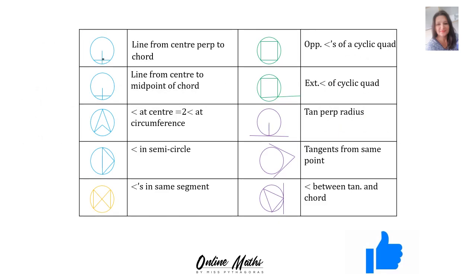And now your cheat sheet is complete. Here you can see this is tangent perpendicular radius. The next one, tangents from same point are equal, and then the tan chord theorem. The angle between the tangent and the chord is equal to the angle in the opposite segment.